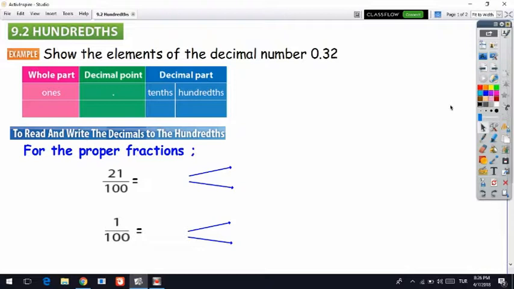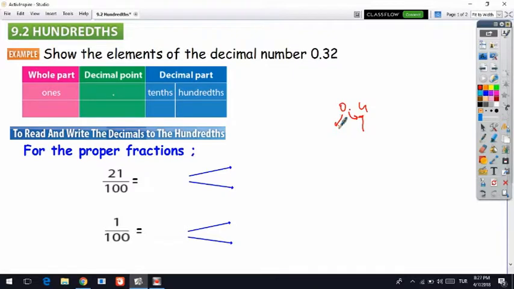Okay, first before we start this lesson, let's talk about what was 9.1. It was about the tenths. Tenths means, for example, if you have the decimal number 0.4, the first number after the decimal point, 4, is in the tenths digit, and 0 is in the ones digit.